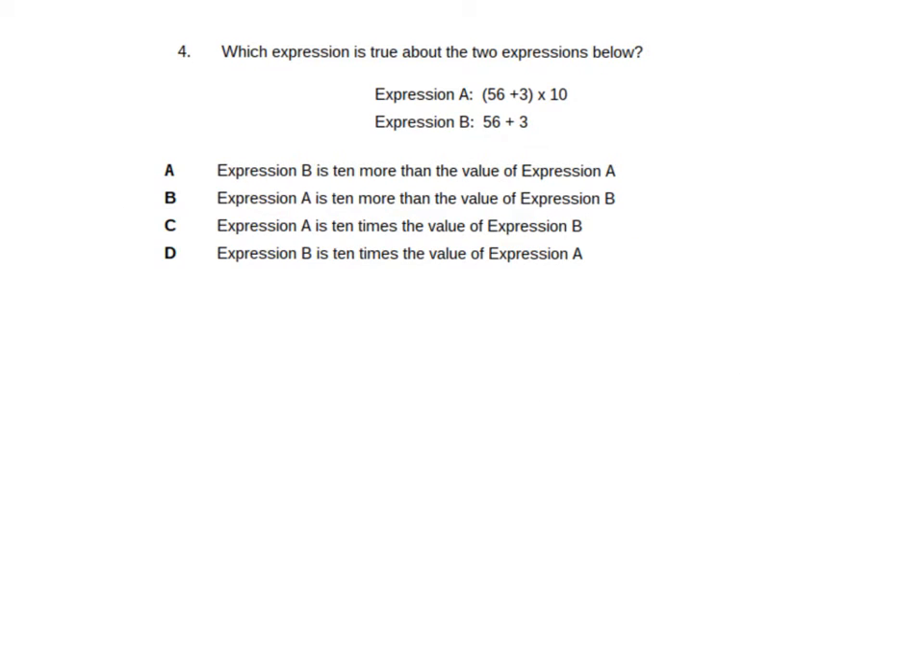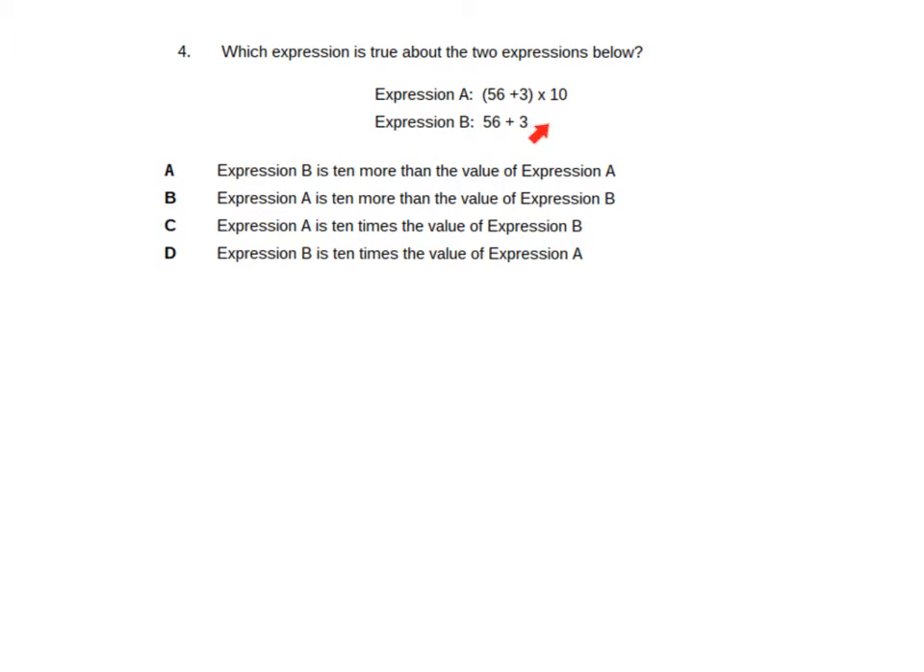Which expression is true about the 2 expressions below? Well, let's look at them. Expression A says 56 plus 3, or the sum of 56 and 3, times 10. Expression B says 56 plus 3. So let's see what's the same. Well, 56 plus 3 in A, you have to multiply by 10 after you get the sum. So A says expression B is 10 more than the value of expression A.